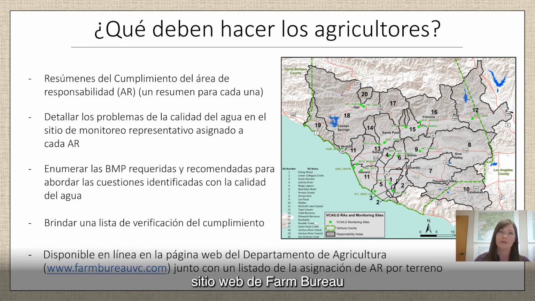So www.farmbureauvc.com. And then you would just navigate over to the VCALG water quality webpage. You'll see a listing of links to download each of the 20 RA compliance summary handouts. And if you're not sure exactly which RA you're located in, there's also a listing of all enrolled parcels, so parcels that are enrolled in the VCALG program, and then the RA that they're assigned to. So that'll tell you for your specific parcel which RA that's located in.